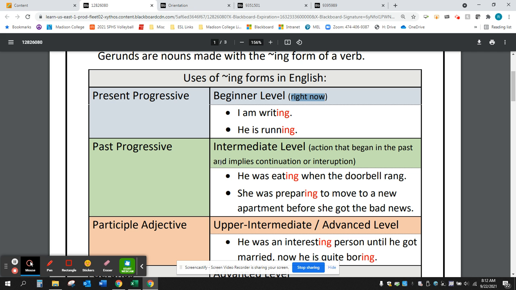Maybe when you passed the beginner level and moved into the intermediate level, you learned the past progressive. And here, the ing form was still with the subject, the be verb, and a verb plus ing, but now the emphasis was on an action that began in the past and implies continuation, or in some cases, an interruption. One action was happening when something else happened. He was eating when the doorbell rang. She was preparing to move to a new apartment before she got the bad news.